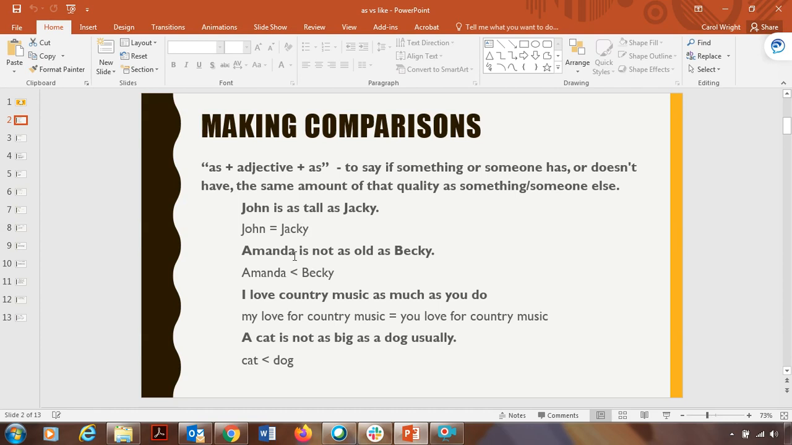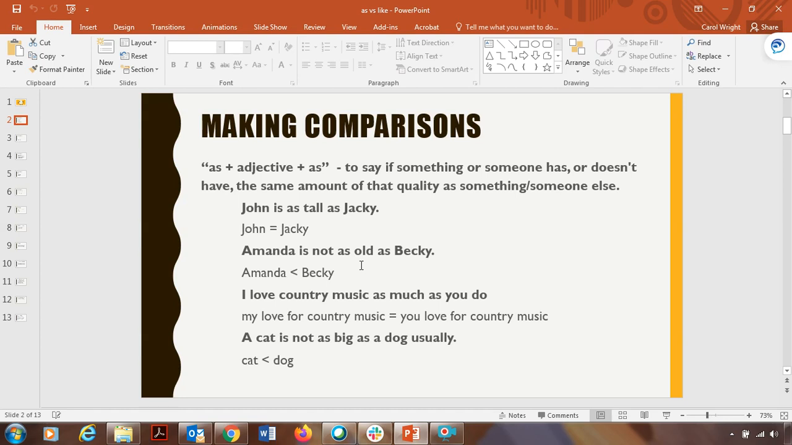Now I have something that means they're not equal or they're not the same quality. So I can say Amanda is not as old as Becky. In this case, I'm saying Amanda is less than Becky or is younger than Becky, right? So Amanda is not as old as Becky, meaning Amanda is younger or not as old as Becky. So in this case, we can use the not to say that they're not similar. And whichever is in the first position is going to be smaller or less than the subject in the second position. Okay, so Amanda is younger than Becky.